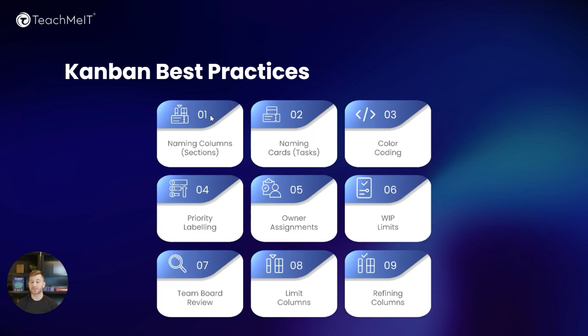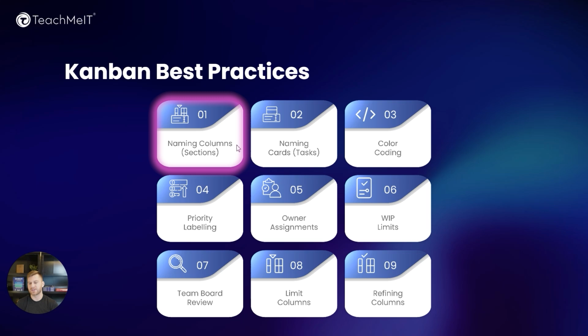Let's go over some Kanban best practices now. So one of the first best practices is to obviously name our columns. You might call your columns lists or sections. Specifically, as we've gone over within Trello, we call our columns lists. Within Asana, if you're using Asana for Kanban board management, you might call them sections. But generally, for the most part, I just refer to them as columns no matter what program or software I'm using.